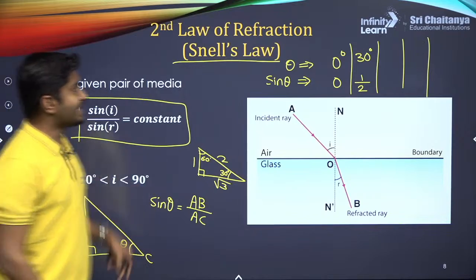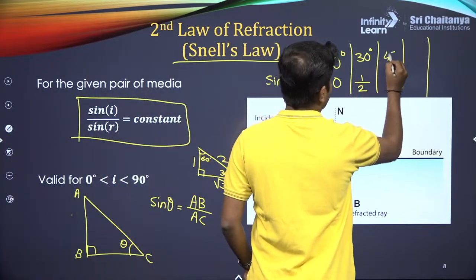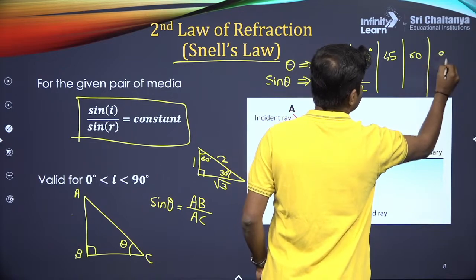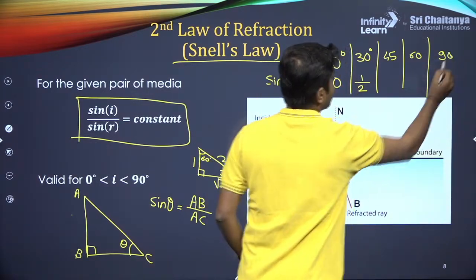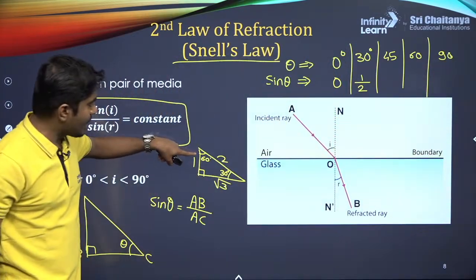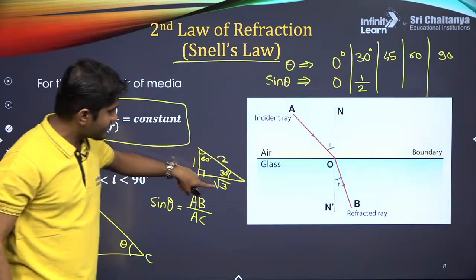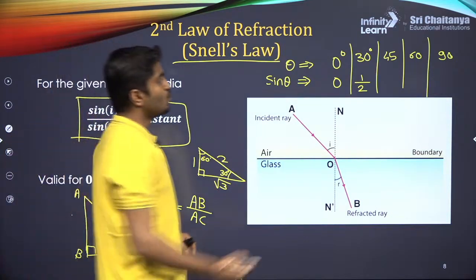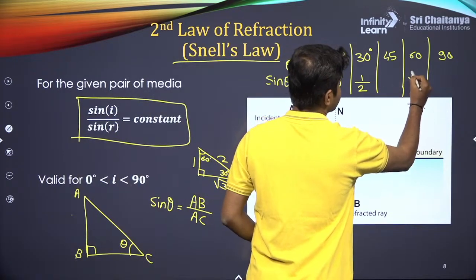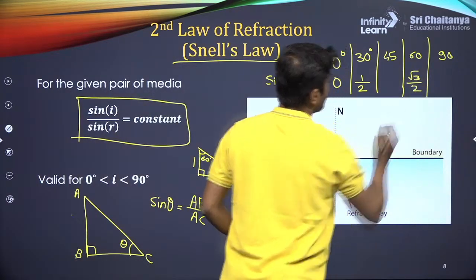Okay. How about sin 60? Let's write 45, 60 and 90. When it is sin 60, so now this is the angle 60, sin 60 is root 3 divided by 2.